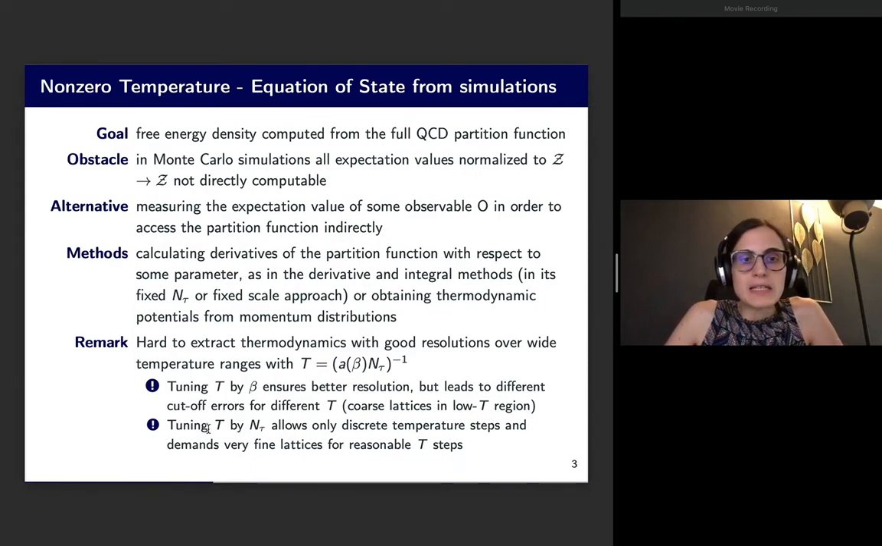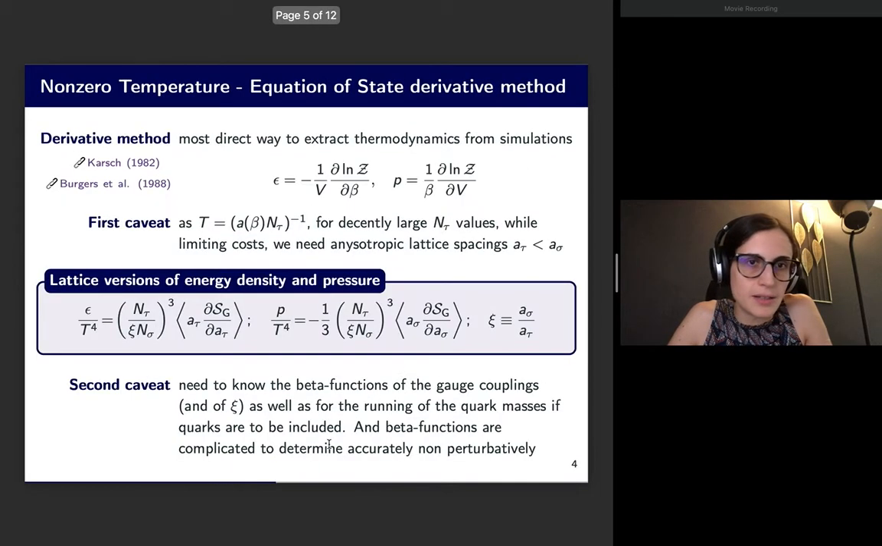The other possibility is to tune the temperature by n-tau, and there we have a loss in resolution because this only allows for discrete temperature steps. So unless we are able to simulate on very fine lattices, then we don't get reasonable temperature steps for the desired resolution. Anyway, let's go through the methods.